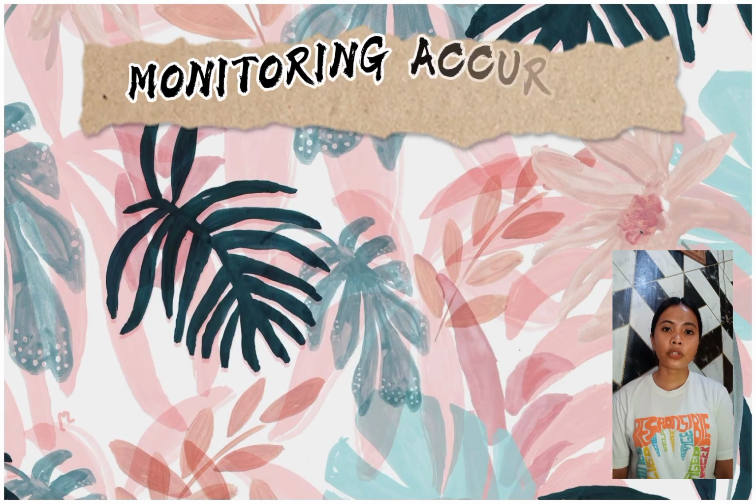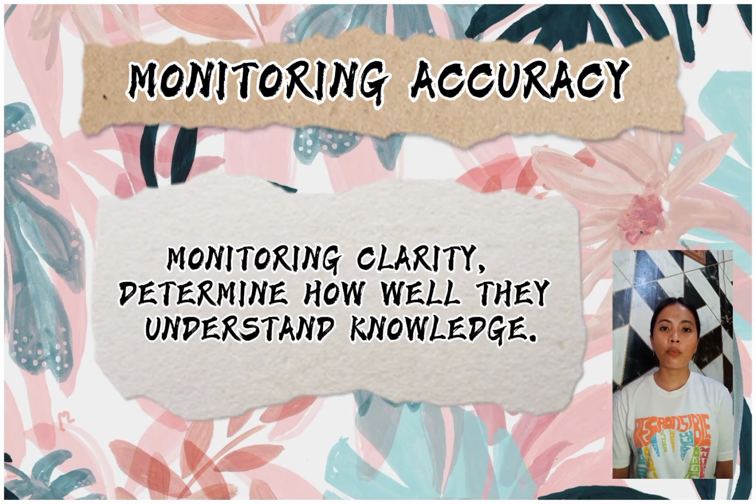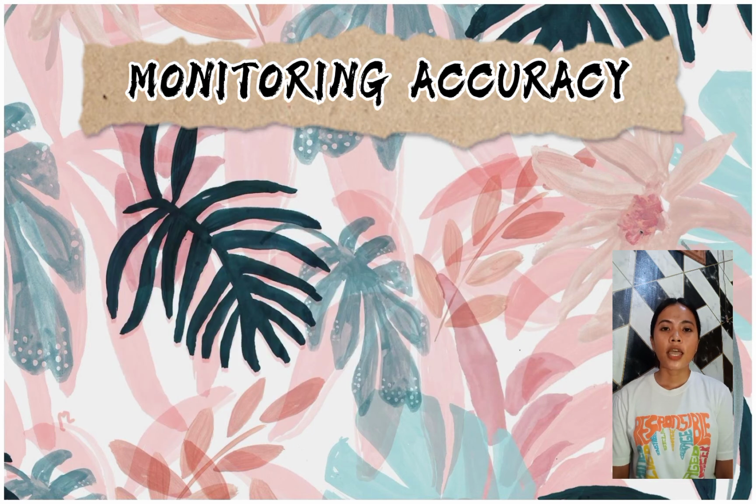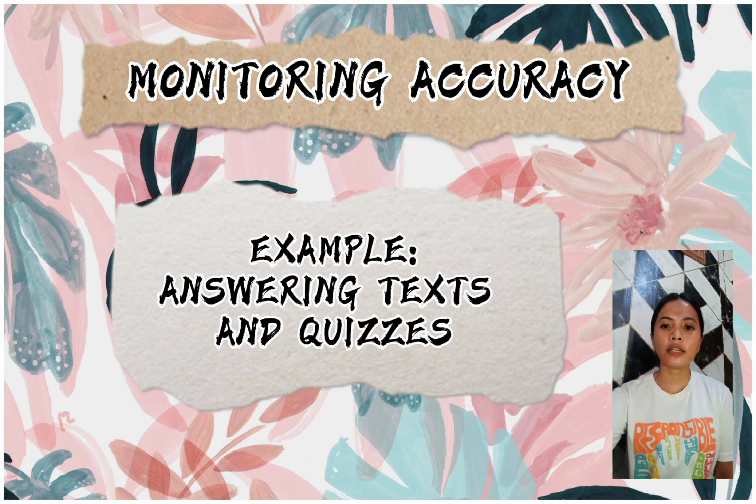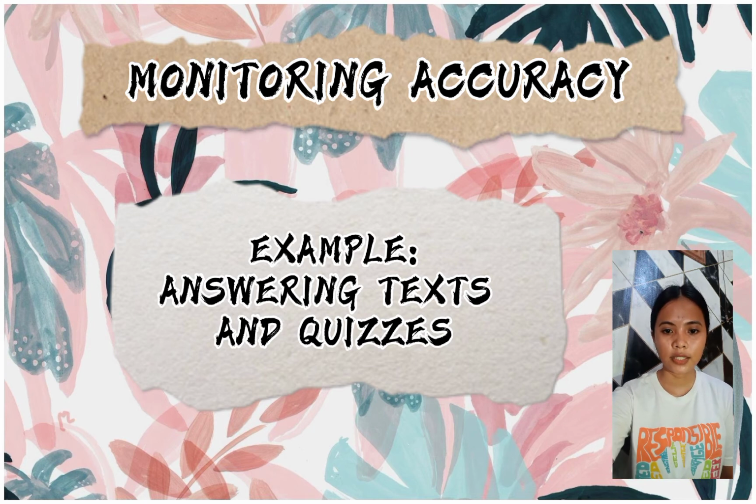The next one is monitoring clarity. So it determines how well they understand knowledge. An example is tests and quizzes. So after the discussion or at the end of the discussion, commonly tests and quizzes are given. So tests and quizzes examine if your knowledge is clear about the discussion, or if your knowledge is clear about the information you have learned.